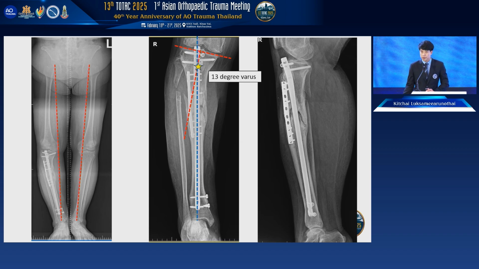Then we have to draw the joint line angle and see where the deformity is. Obviously, it's just the proximal tibia deformity. So we draw the joint angle, a medial proximal tibial angle of 84, and bisect it with the anatomical axis of the tibia. So it is around 13 degrees varus. The location of the bisection of the two lines we call the CORA. The CORA is at the yellow star. That is the CORA of the deformity.